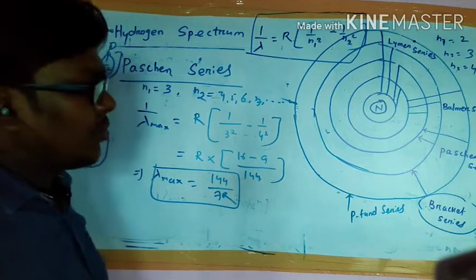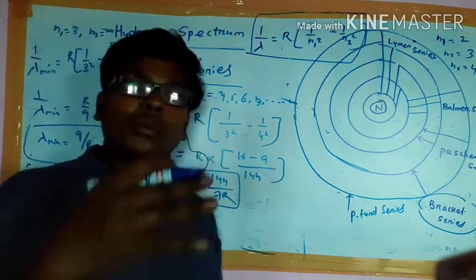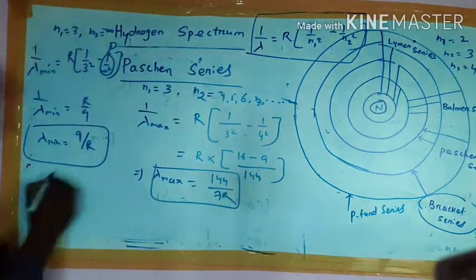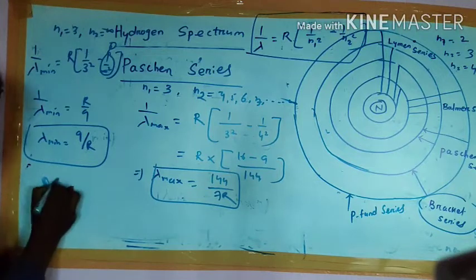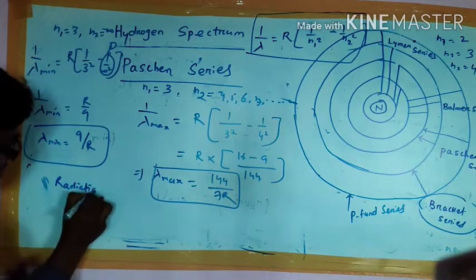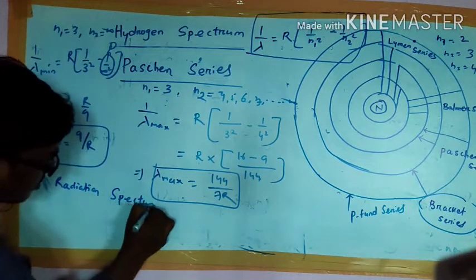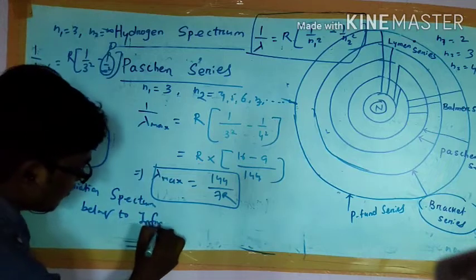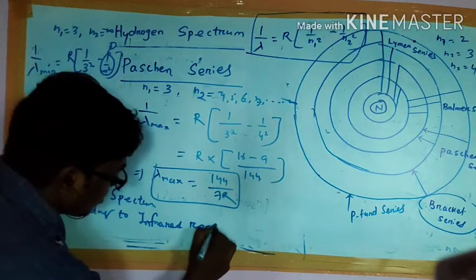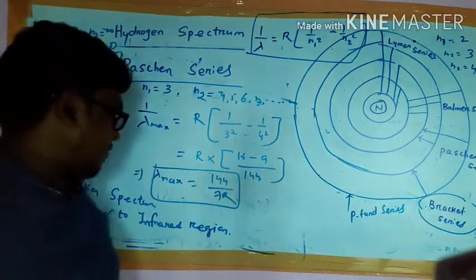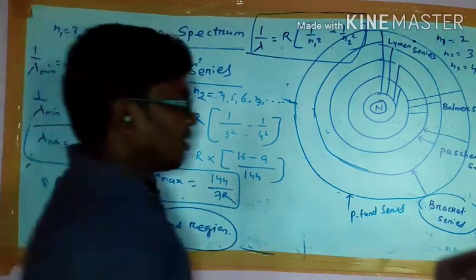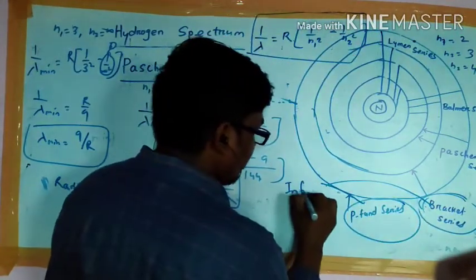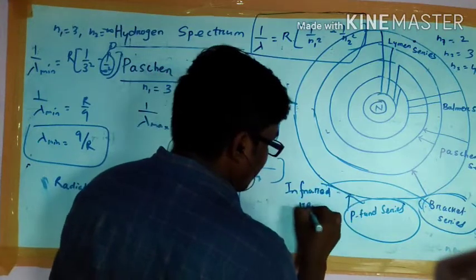So in the Paschen series the radiation spectrum belongs to the infrared region. Infrared. Also remember Pfund and Brackett, these two series also belong to the infrared region.